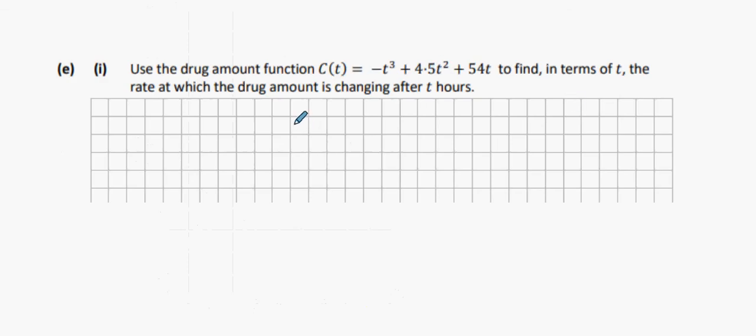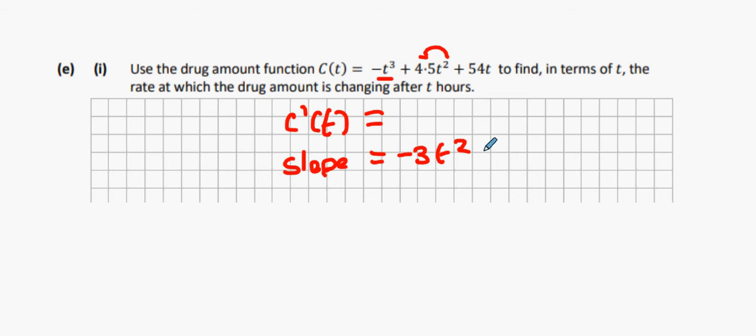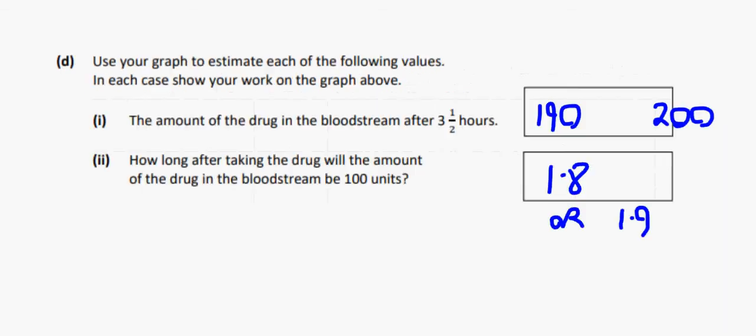So you can do C dash T to indicate that you've differentiated once, or you can just say the slope equals. So T cubed, what does it differentiate into? 3T squared. 2 times 4.5? 9T. And then 54. Okay. Now, what we're going to do next with this is part 2.